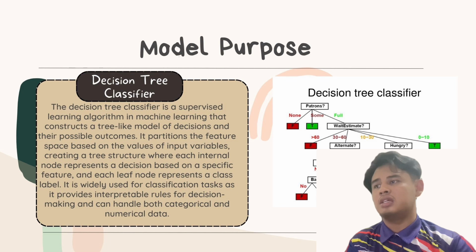Next is decision tree classifier. The decision tree classifier is a supervised learning algorithm in machine learning that constructs a tree-like model of decisions and their possible outcomes. It partitions the feature space based on the value of input variables. It creates a tree structure where each internal node represents a decision based on a specific feature, and each leaf node represents a class label. It is widely used for classification tasks as it provides interpretable rules for decision making and can handle both categorical and numerical data.